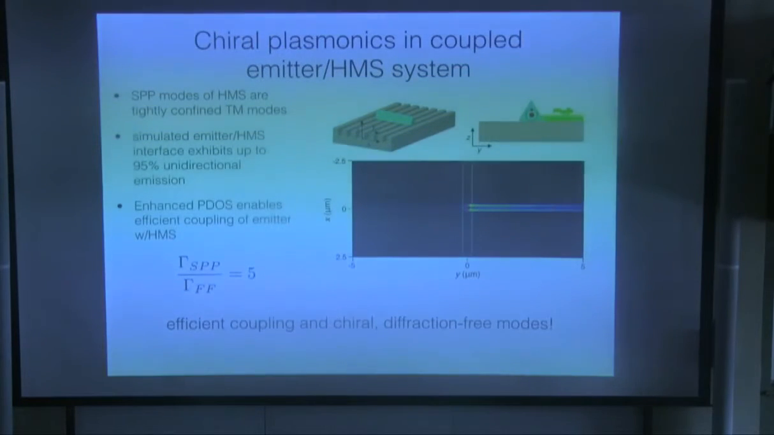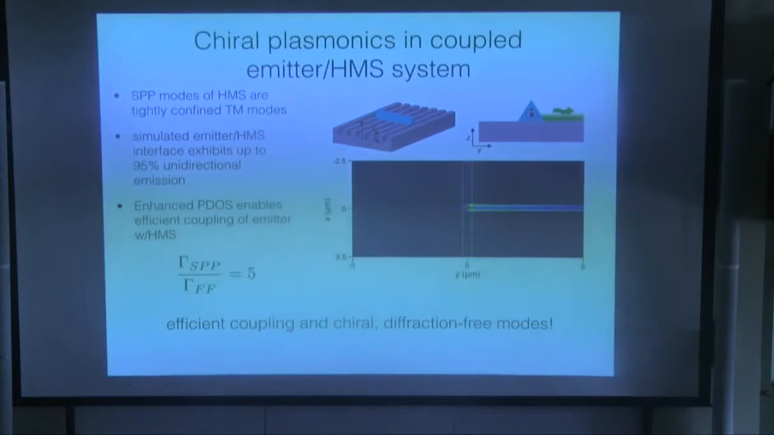So we also have a system, again, with these tightly confined surface plasmon modes. And similar to these fiber systems, we can also get essentially unidirectional emission from emitters. Well, FDTD simulations suggest that we can indeed get up to 95% unidirectional emission from emitters placed in proximity to a metasurface.